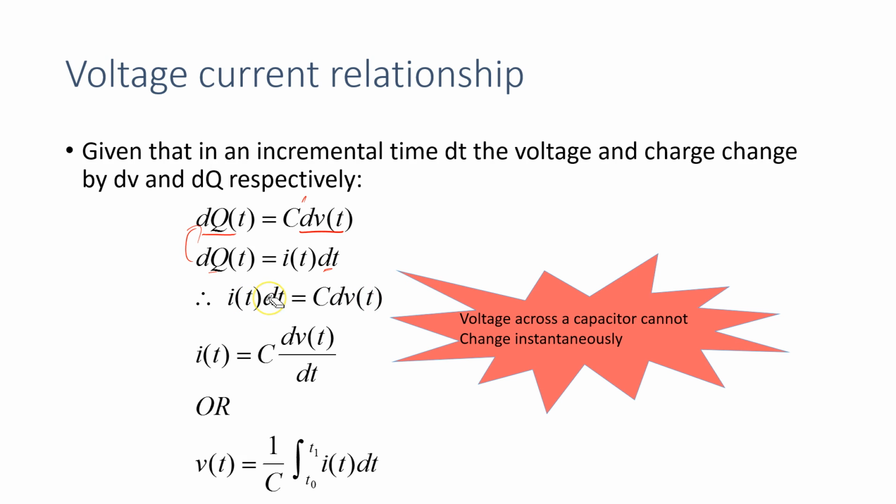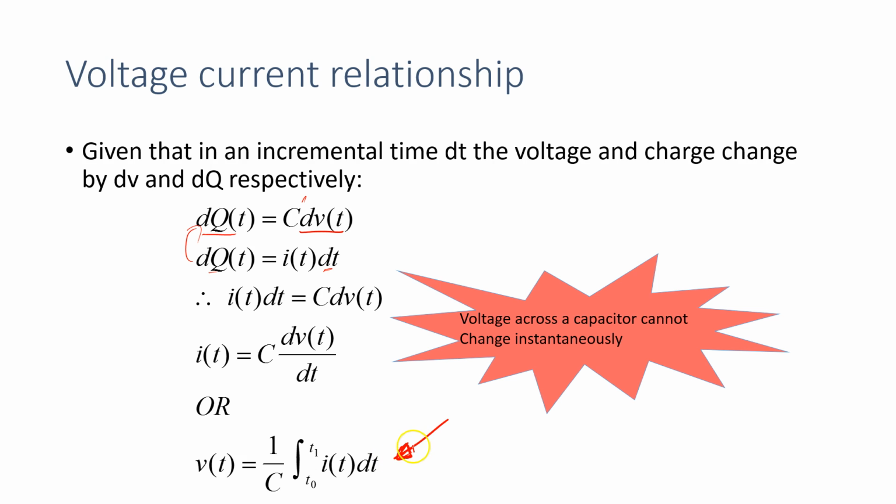So if I just rearrange the equation, I take the dt and carry it to the other side, I should get I(t) is equal to C dV/dt, or in integral form, V(t) is equal to 1 on C, the integral of I(t) dt. Both equations are the same, but this one you see it more explicitly.